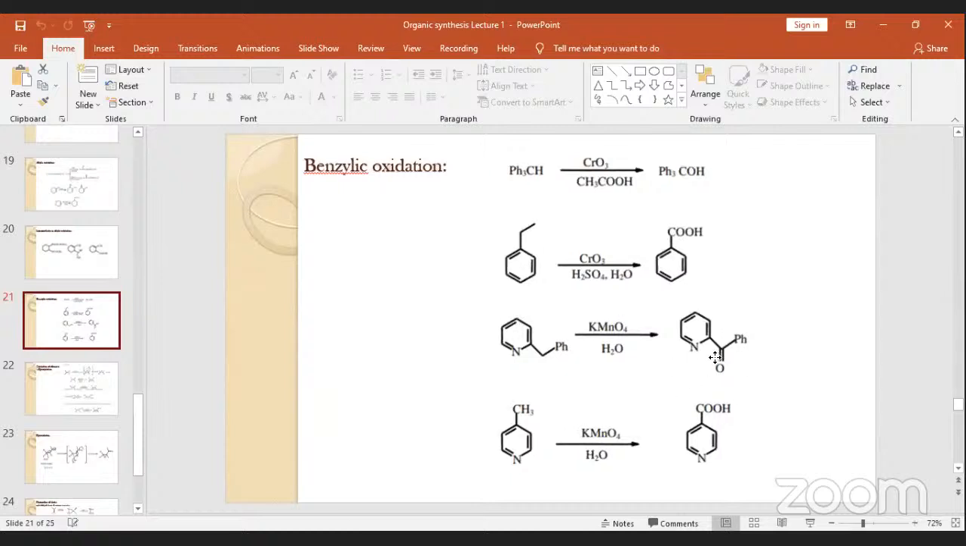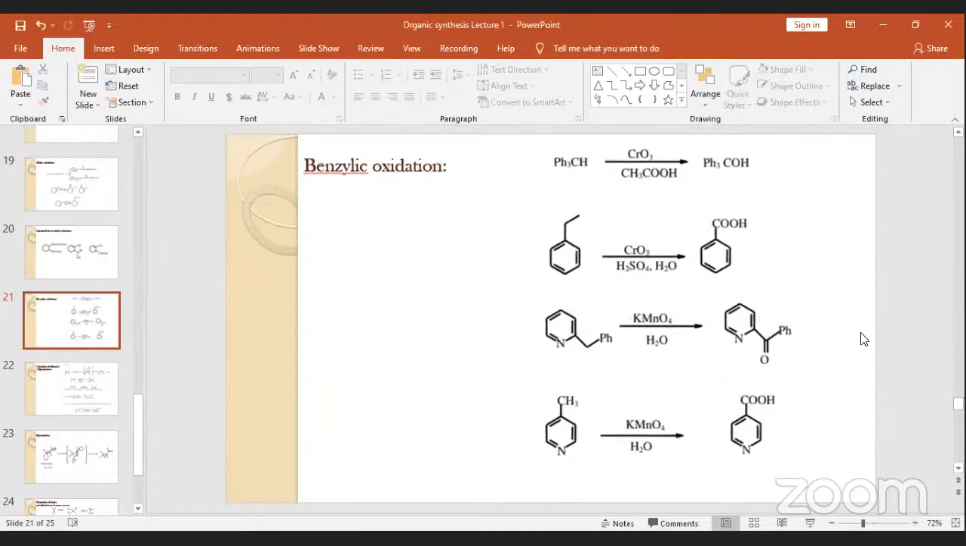And once you have this benzoyl pyridine, it can be converted again to a variety of products. This you can reduce to OH. This can be coupled with other amines to give different products. Okay, so that is the importance of this reaction.